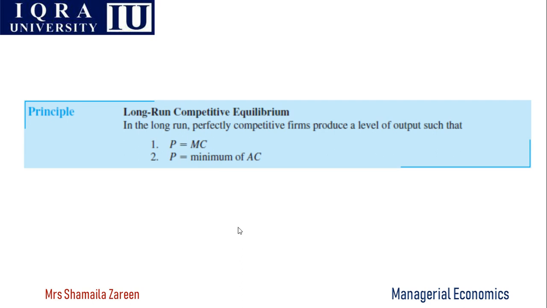The second thing to note about long run equilibrium is that the price equals the minimum point on the average cost curve. This implies not only that firms are earning zero economic profits, but also that all economies of scale have been exhausted. There is no way to produce the output at a lower average cost of production.